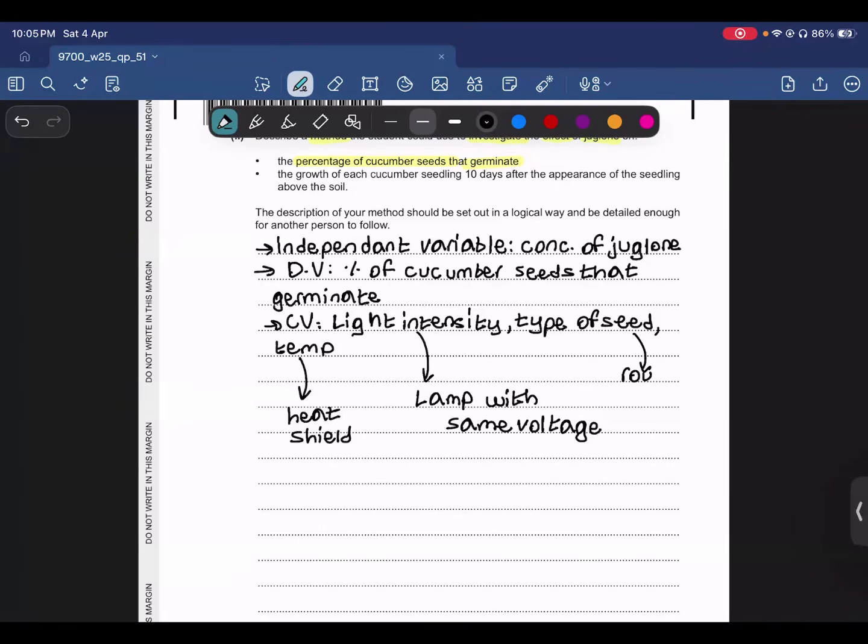But isn't that just explaining the control variable again? Okay, using the same type of seed, and then how do we keep it the same, using the same type? So that becomes repetition. Yeah. Ignore this point and just move on. I'll put a slash.